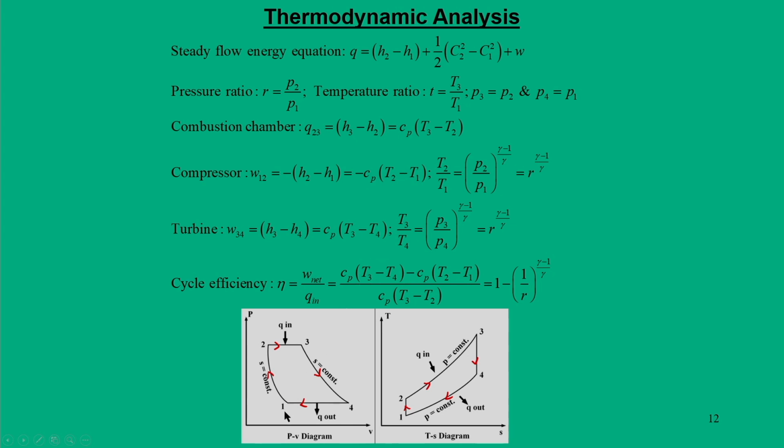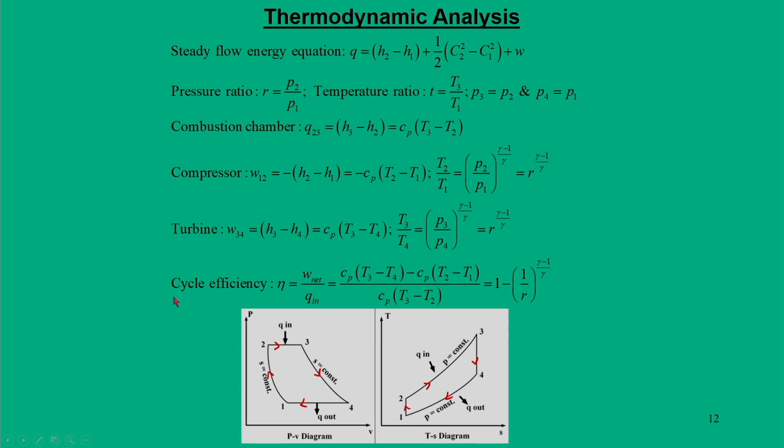And apart from that, the compression process is isentropic. So, the pressure and temperature relations can be represented in this manner, and this T2 by T1 finally comes as a pressure ratio, that is R to the power (gamma minus 1) by gamma. And moving to the turbine, this is similar to the compressor analysis, but with the fact that the turbine is a power producing device. So, there is no negative sign here. So, it is H3 minus H4, and finally, the temperature ratio T3 by T4 can also be represented as R to the power (gamma minus 1) by gamma.